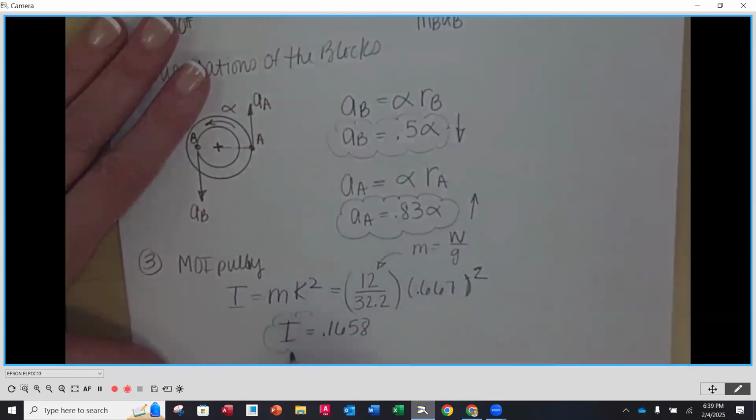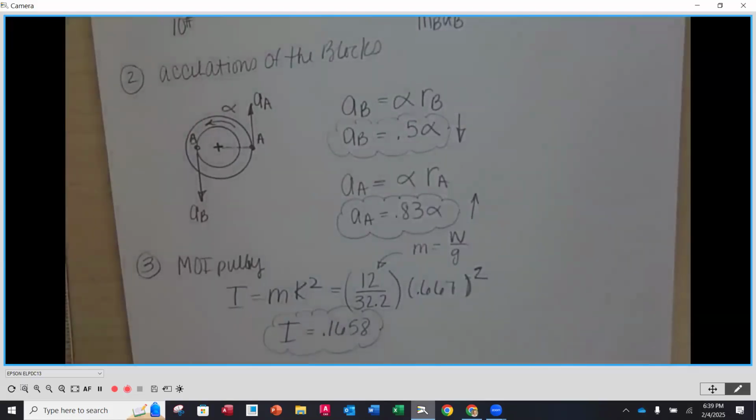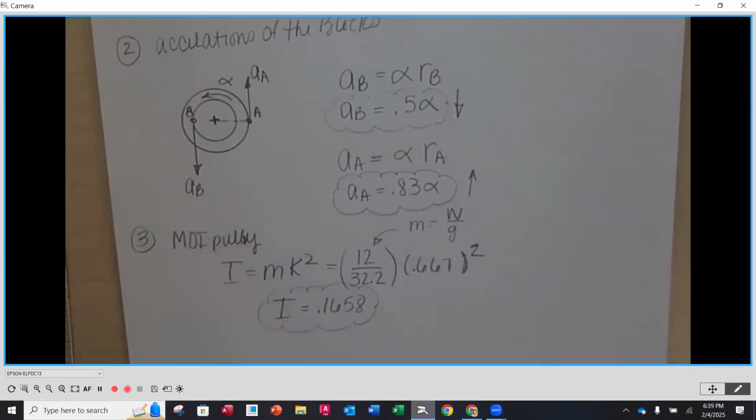Okay, and again, we're going to use that in the next equation. I just calculated it here since that way we have a number rather than putting that all in the equation below, because it'll get long enough.